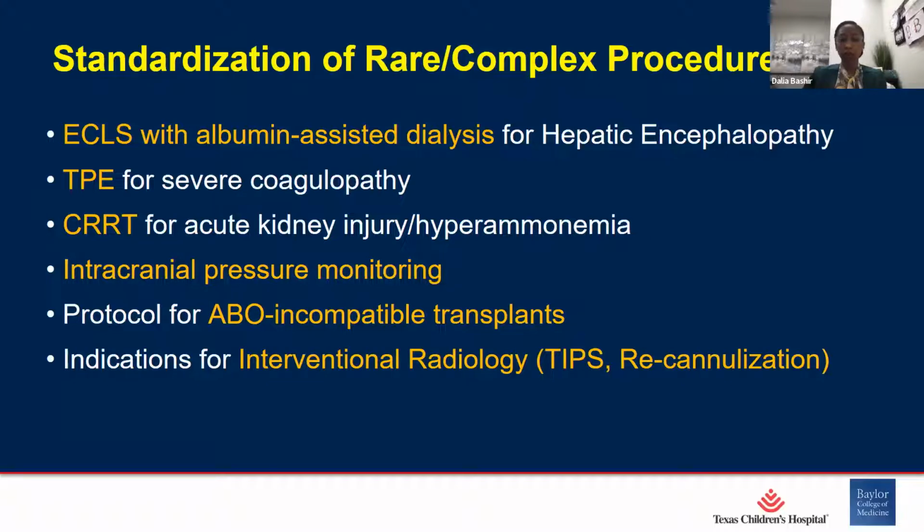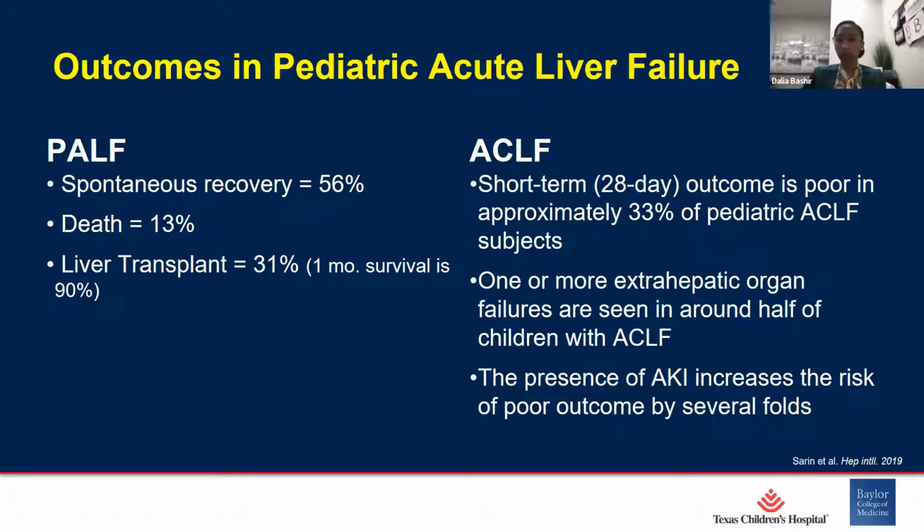So with all that in mind, what do the outcomes look like in pediatric acute liver failure? Well, there's spontaneous recovery in about 56%, and death in about 13%, and 31% undergo liver transplant. While acute on chronic, as we had mentioned earlier, have poorer outcomes, and their short-term mortality is about 33% of these subjects. And if they have more than one organ failure, their outcomes are even worse. And the presence of AKI increases their poor outcomes several fold.